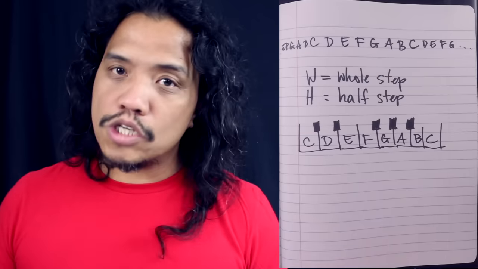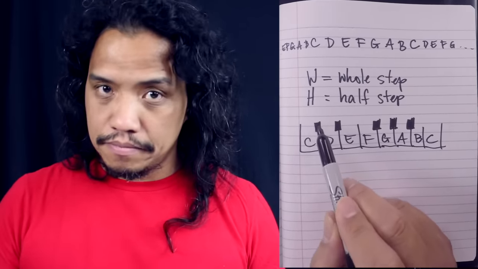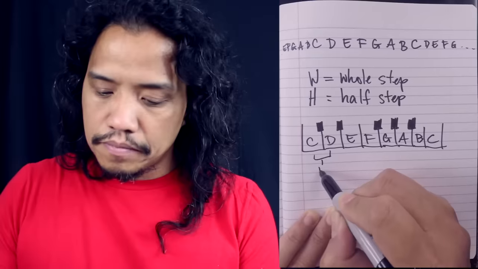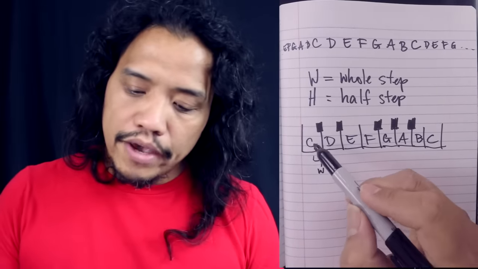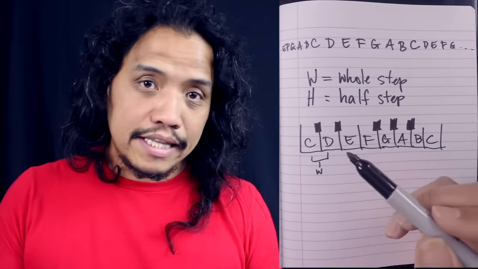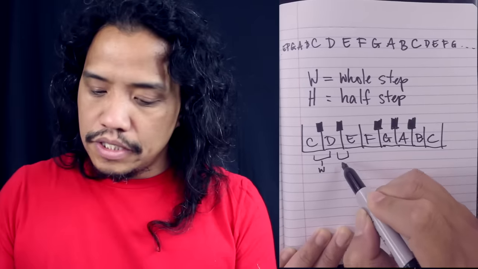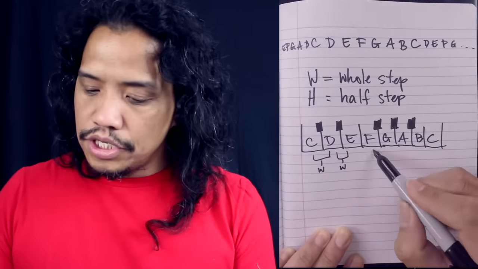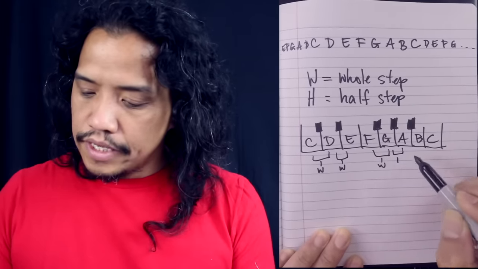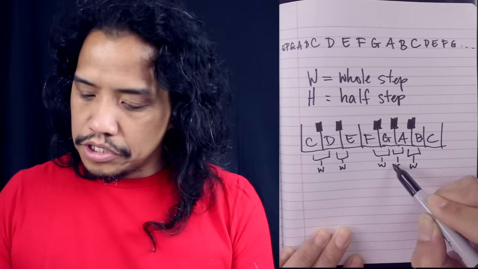A whole step is going from one white key to the next white key if you have a black key in between them, right? So in this case, C to D is a whole step, right? If you go from a white key to a black key, that is a half step. And of course, if you go from a black key to a white key, then that is also a half step. So C to D is a whole step, D to E is a whole step, F to G, G to A, A to B, they are all whole steps apart.